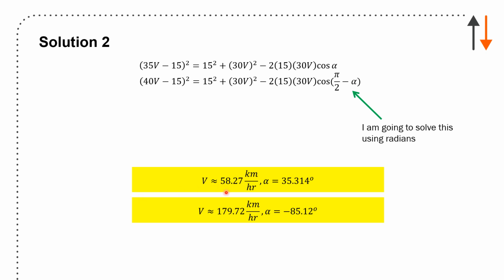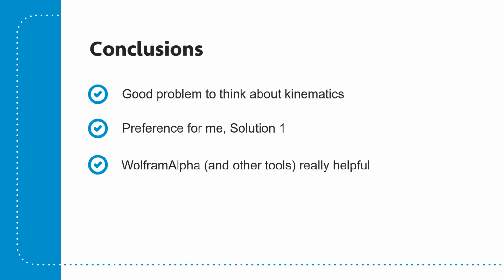So v is 58.27, 179.72, same as before. This is the same thing. Alpha is equal to 35, and no surprise here, this is a negative angle because we're now looking at a different sort of displacement than the original triangle that I've drawn. Both of these, again, are correct answers, but this is kind of a fun question, not for anything really, other than the value of thinking about kinematics.